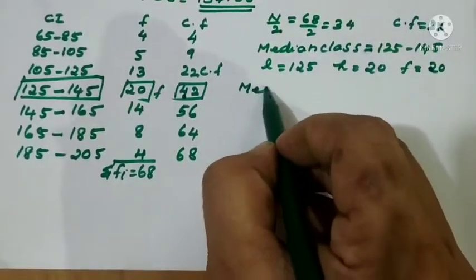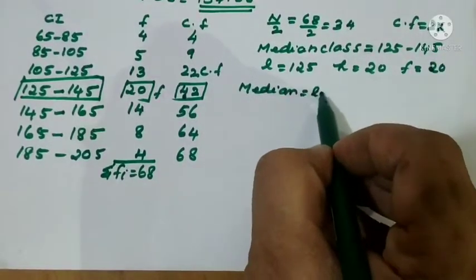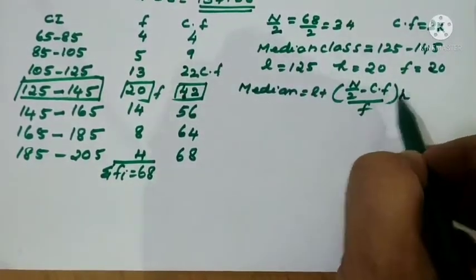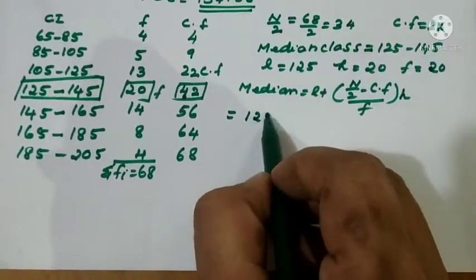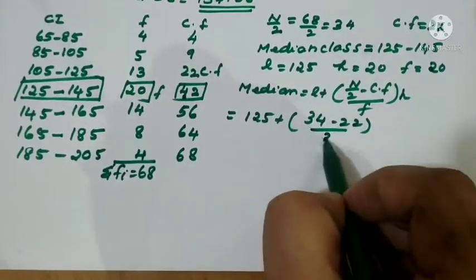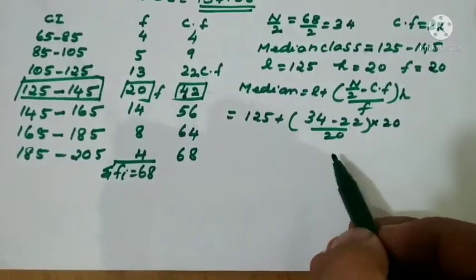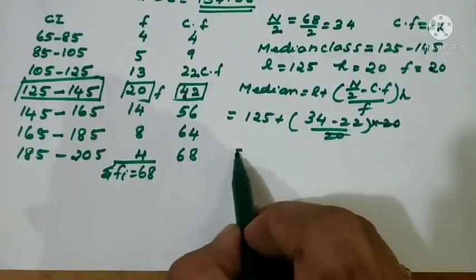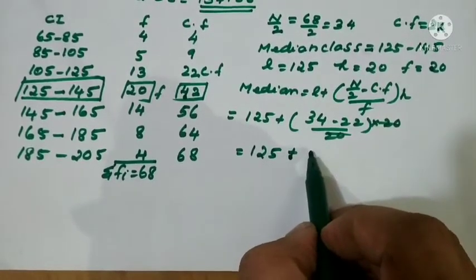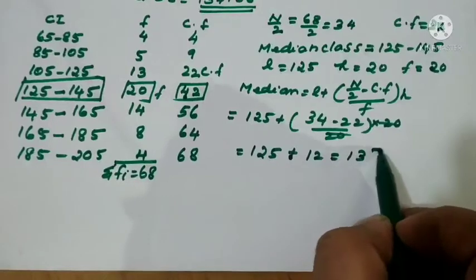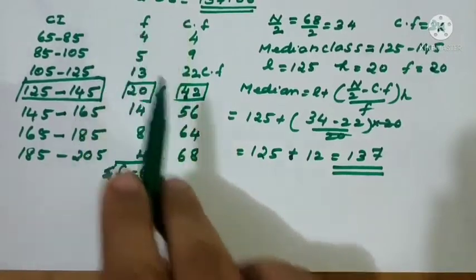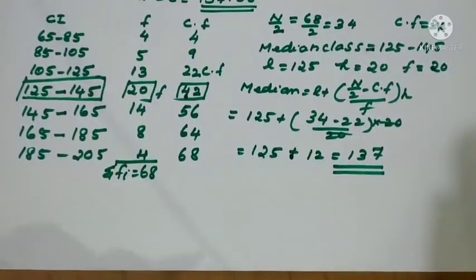So what is the median formula? Median equal to L plus N by 2 minus CF by f into h. So what is L here? 125 plus 34 minus 22 by 20 into 20. So 20 will get cancelled. So 125 plus 12, 137. So mean equal to 137.06 we got, and median we got 137.